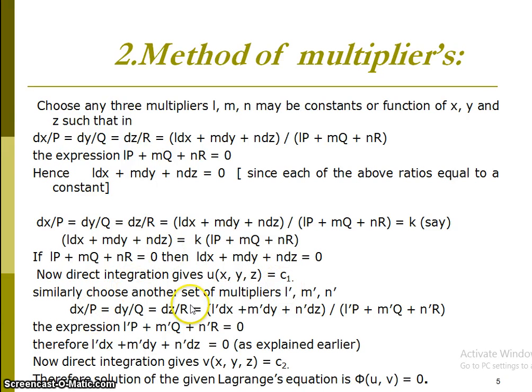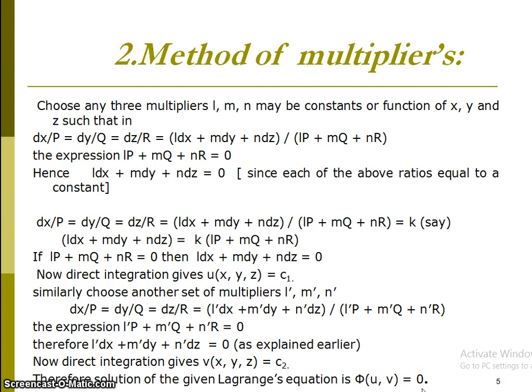Similarly, next choose another set of multipliers l, m, n. Again try to eliminate: here I can put l dash P plus m dash Q plus n dash R equal to 0, using the dash form just as notation. So we get l dash dx plus m dash dy plus n dash dz equal to 0. Next we integrate that and get v of x, y, z equal to c2. Therefore the solution is of the form phi of u, v equal to 0.